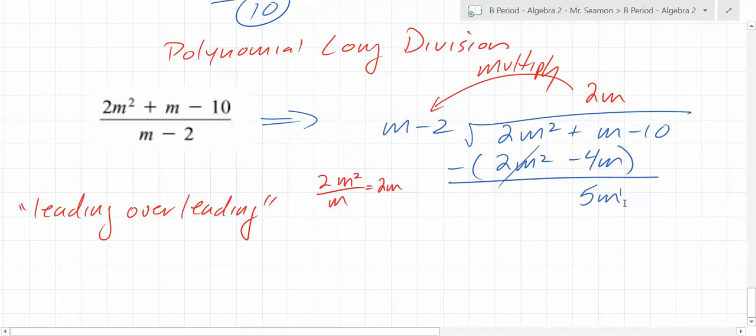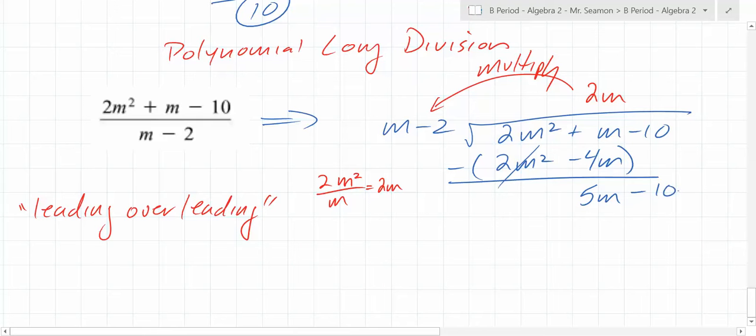Kids, ready? I need you to go with me on it for a second here, okay? We're doing the exact same thing as long division. So when we subtracted here, we did 2m squared minus 2m squared. What's that? 0. What's m minus negative 4m? 5m. What do we do now? Hold on to negative 10.